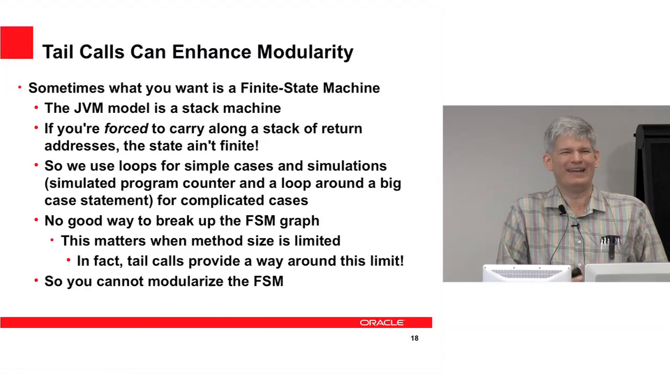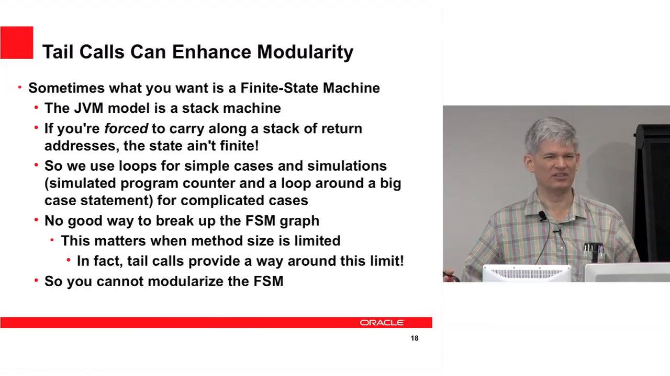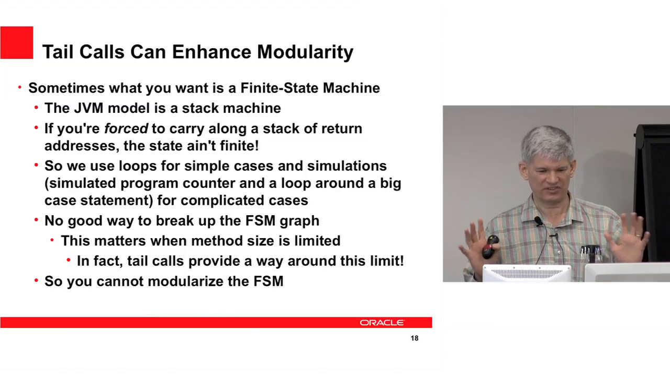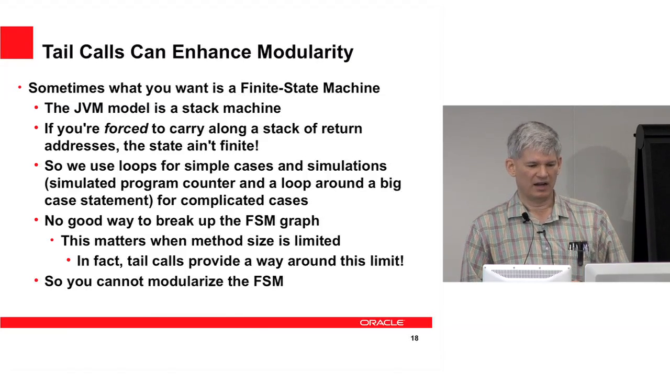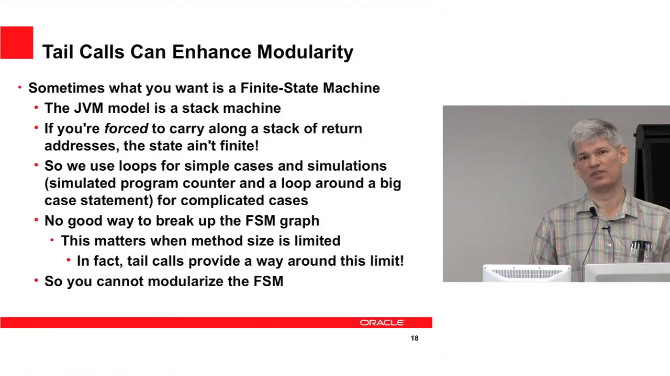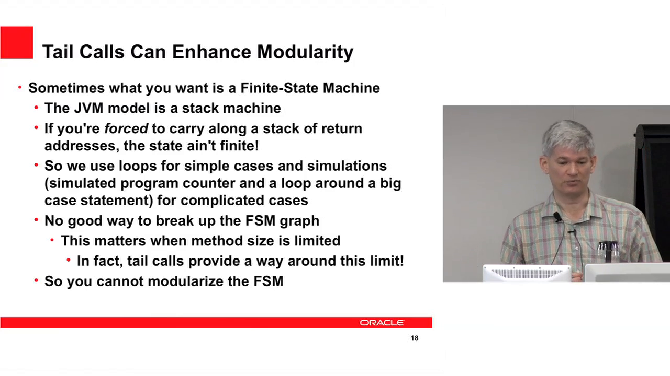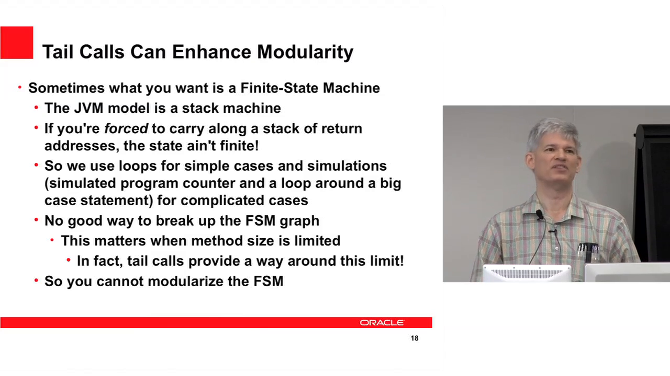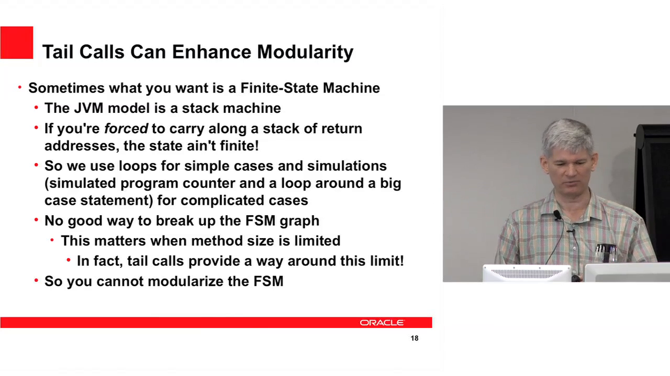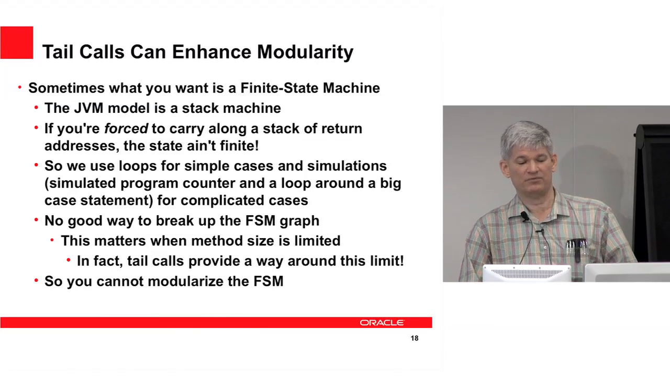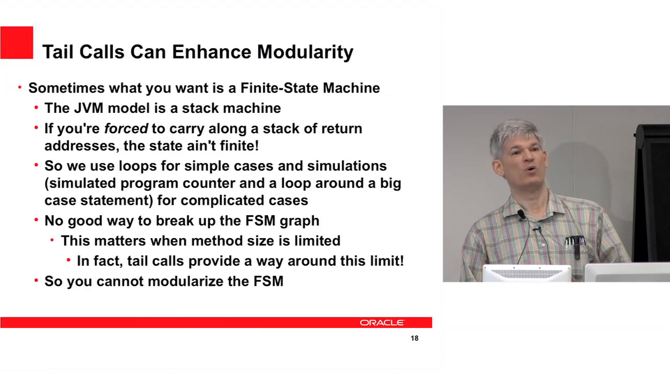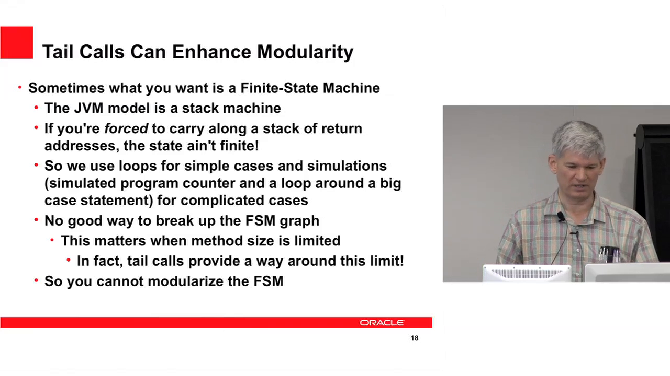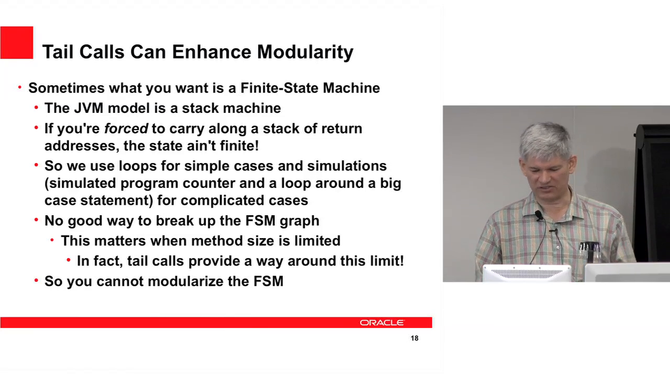The problem is there's no good way to break the finite state machine graph and modularize it without running into the return value getting pushed on the stack problem from the recursion. This matters when the method size is limited, as it is in the JVM for various good reasons. If you make a big enough simulation of a finite state machine, you'll find that your method size goes above 2 to the 16th, and you've got a different set of problems. And in fact, as John Rose pointed out to me, if the JVM only supported proper tail calls, we would have a way around this limit on method size. The compiler would have half a chance of actually automatically breaking up a method. I'll talk about that more in a minute. But without that, you can't modularize the finite state machine.